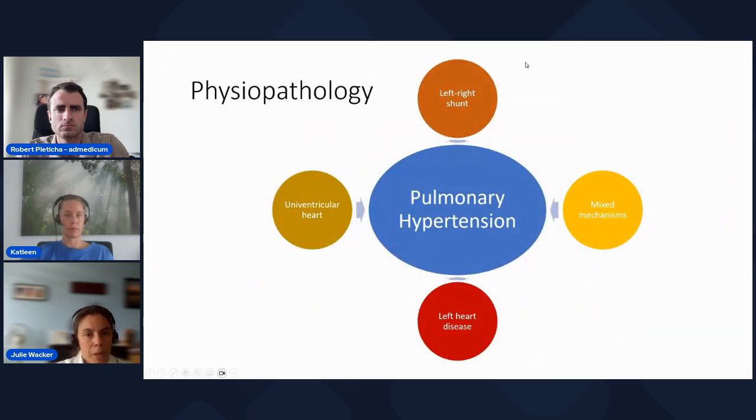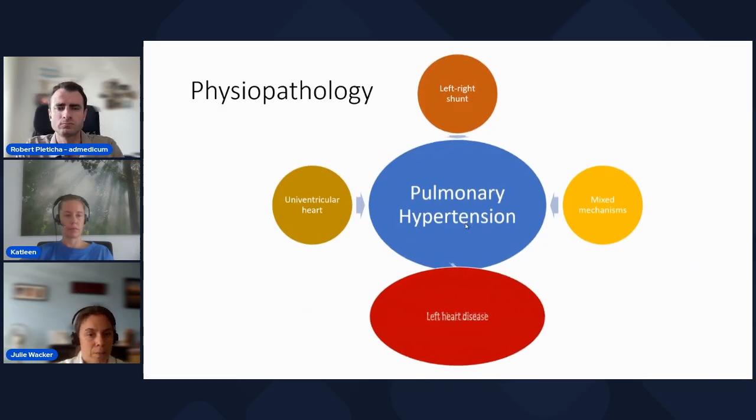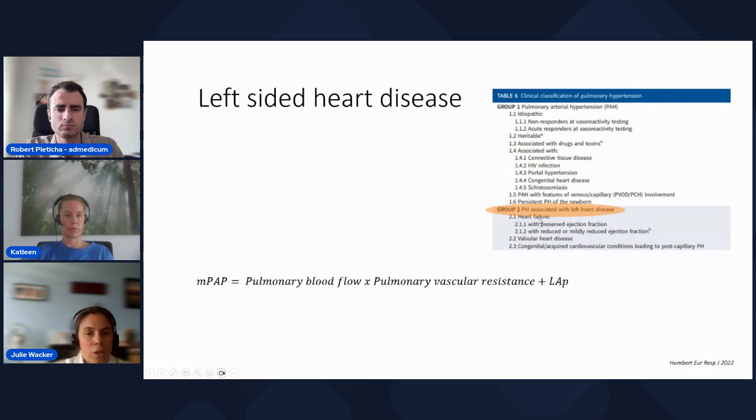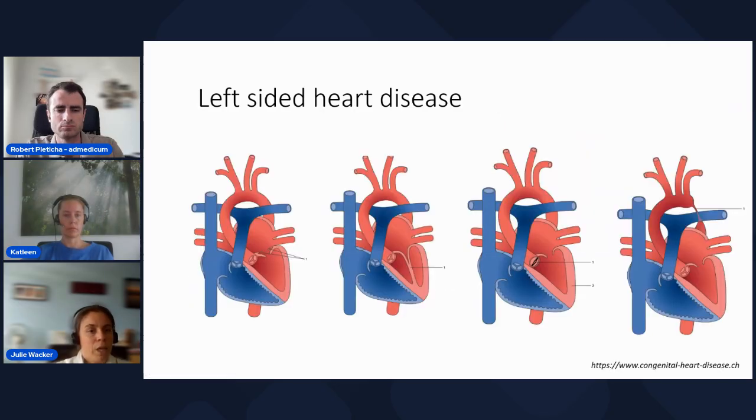So we've talked about left to right shunts and how they provoke pulmonary hypertension. What about left heart disease? In left heart disease, this time, they belong to group 2 of the classification. You can have acquired or congenital left-sided heart disease. And in that case, initially, you have the LA pressure that is increased, and that's the main driver of the augmentation of the PA pressure. You can have a lot of different types of left-sided heart disease: a mitral valve anomaly, aortic valve anomaly, a coarctation of the aorta.